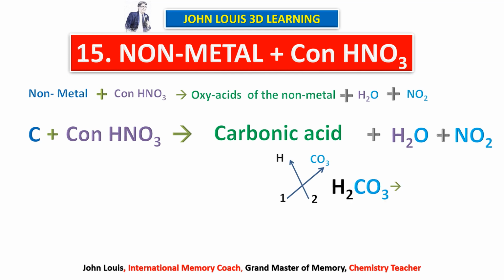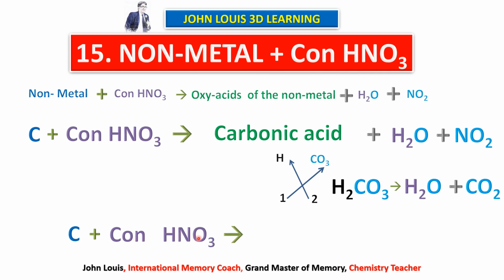What have we learned? Carbonic acid is unstable. Therefore, it decomposes to water and carbon dioxide. Therefore, you substitute that. What do we get here? See, already there is water and nitrogen dioxide. Now we are getting water and carbon dioxide. These two products are the same. Therefore, we get water plus carbon dioxide plus nitrogen dioxide. Therefore, what is the equation? Carbon plus concentrated nitric acid gives CO2 plus H2O plus NO2. If you balance this equation, these are the numbers you get.